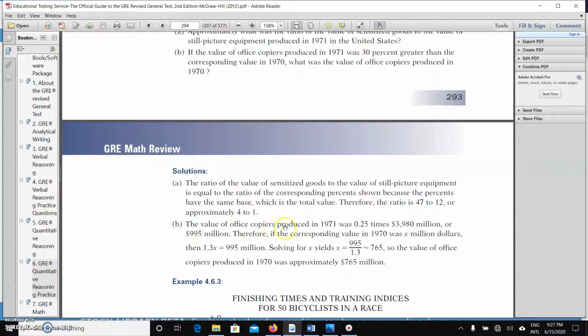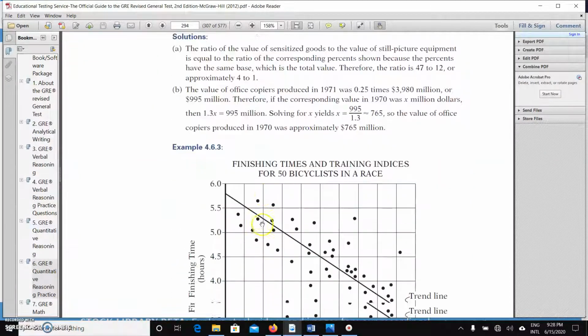Now check the way they did it. They said the value of the office copier produced in 1971 was 0.5 times 10 times 398 million, or 995 million. Therefore, if the corresponding value in 1970 was x million, then 1.3x equals 995 million. Solving for x is the same way I did mine. Let's move on to the next one now.